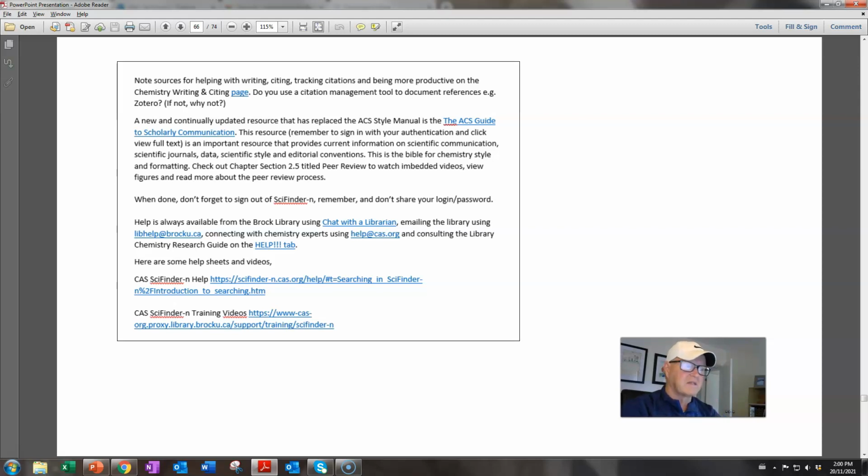When done, don't forget to sign out of SciFinder-n. Remember, don't share your login or password. The reason there's a password is because CAS, or the American Chemical Society, doesn't track you or follow you, but it triggers if somebody else is using it that's not in your IP domain, or if you download too many things. So be careful, and certainly don't give it away, because people around the world covet these because it's such an expensive database to use personally or corporately or institutionally as well.